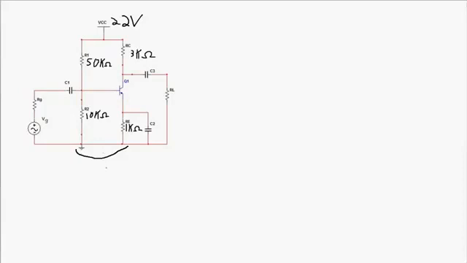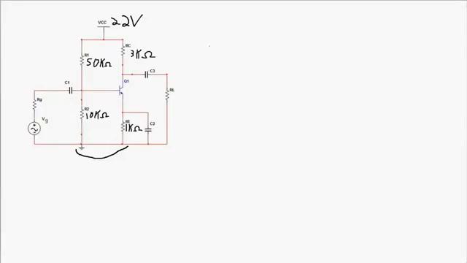So we actually need to do a DC analysis on this circuit before we can get into the AC analysis. We need to make sure that we are at an operating region that will allow this circuit to be an amplifier, so that it's in the right operating region. And to be an amplifier, you need to be in the active region.